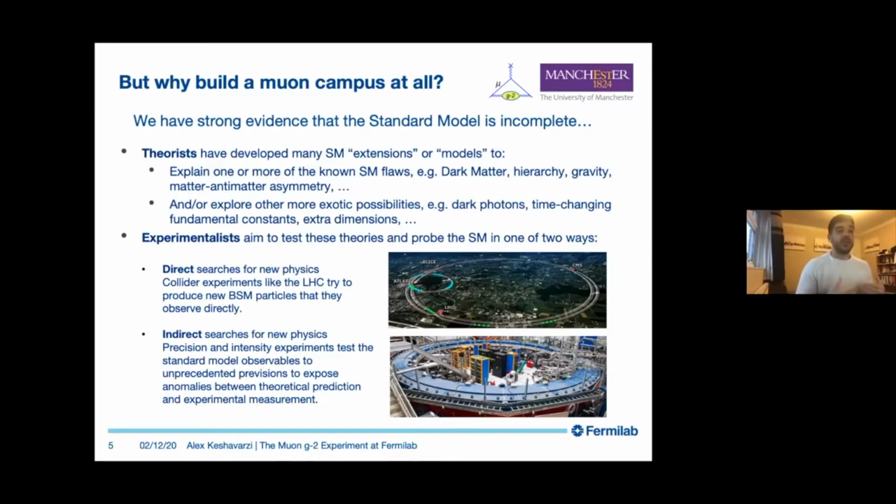And then the Muon g-2 experiment and others are in a camp of experiments called precision and intensity experiments, where they indirectly search for new physics. And they do that by taking an observable that we understand very well, and they try and test the limits of that by measuring it as precisely as they can, and then comparing that with what we expect the value of that observable to be from the theoretical prediction.